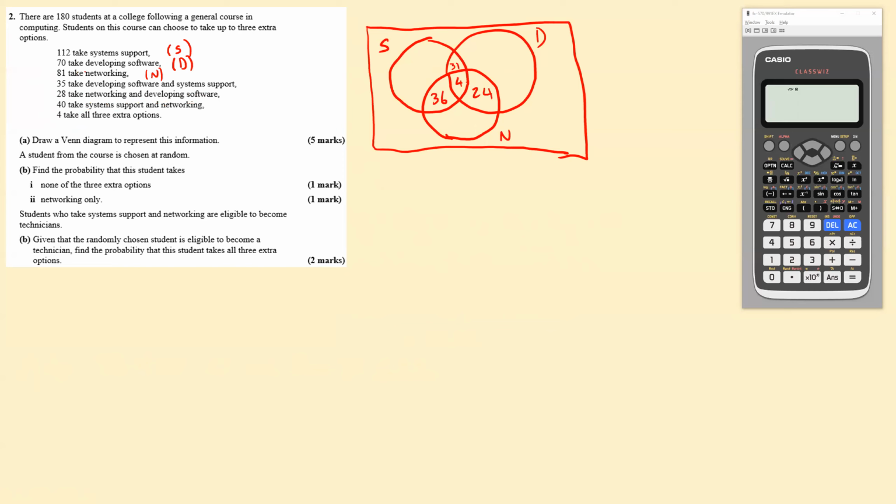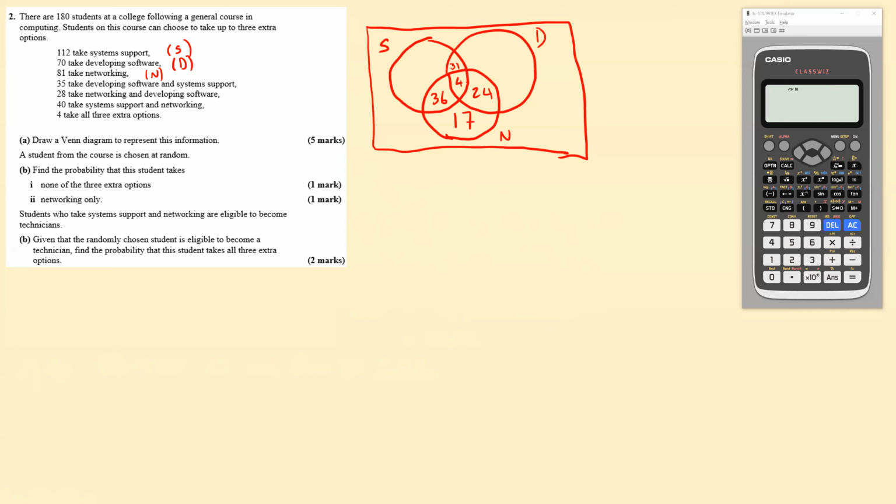I know that 81 take networking on its own. So then I'll have to add these up. So 30, 40, 50, 60, 64 people there. There's 81 in total. So that leaves, oh, what have I just done? I've just forgotten my numbers. Oh, well, 30, 40, 50, 60, 64. So I need to get to 81 from 64, which I believe is 17.